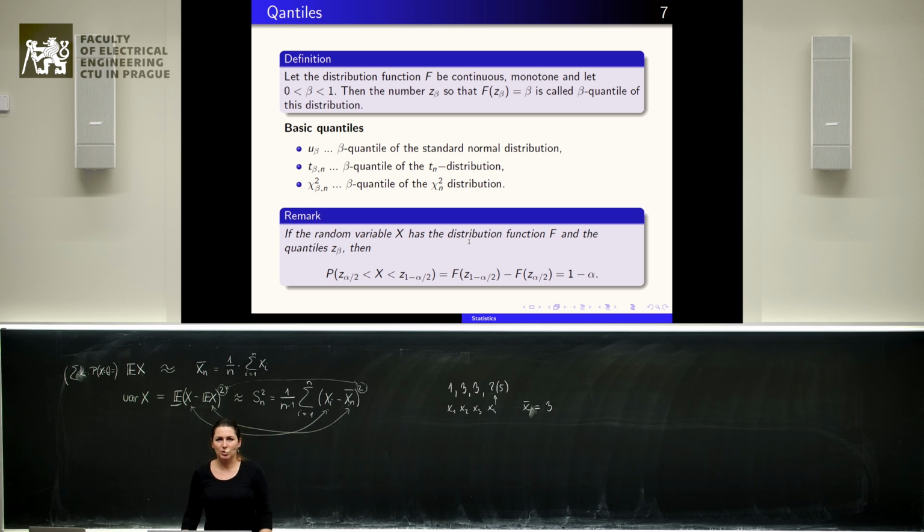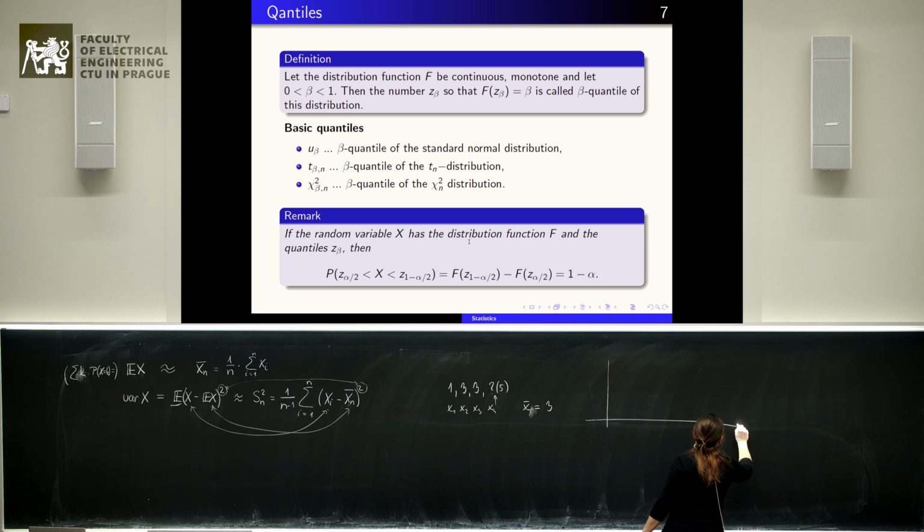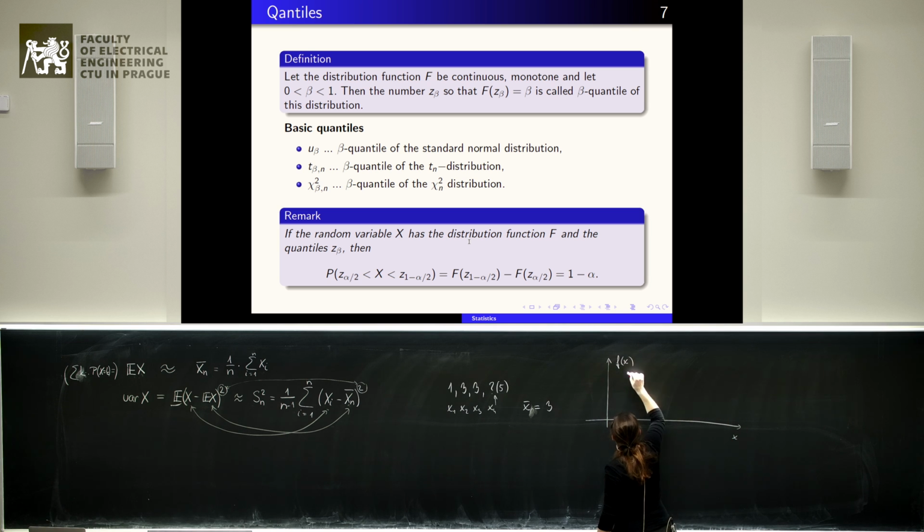Another term which is used in statistics is the term quantile, and the quantile is usually defined through the distribution function of a random variable, but maybe it is better for us to imagine the quantile on the graph of density. So imagine a random variable with the density of such a form, such a shape.